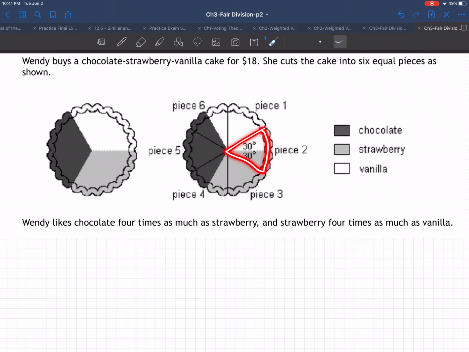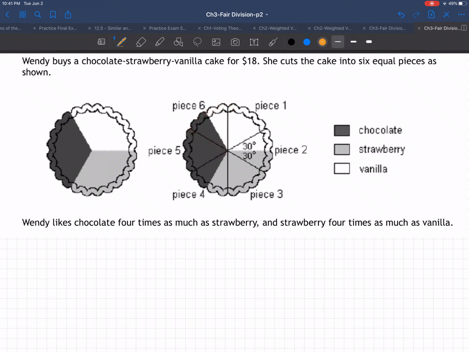It has kind of half vanilla, half strawberry. See, the vanilla is, of course, the white. The chocolate's the darkest. The strawberry is the light brown. This is a black and white picture. There's piece 3, piece 4, piece 5, and piece 6.